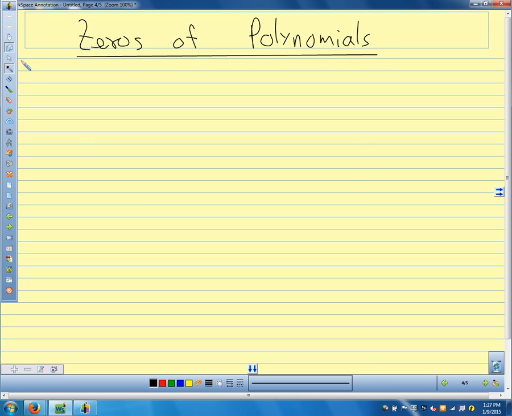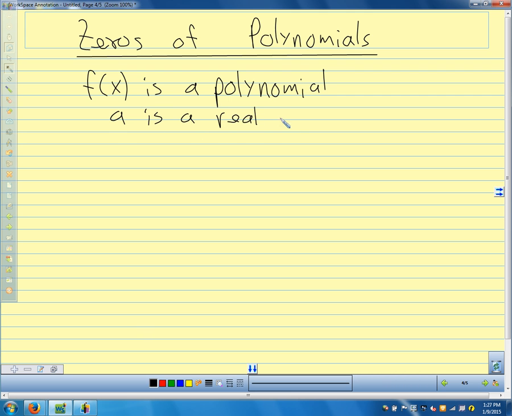And part of what we're doing is, if we know what happens at the ends of our polynomial, and we know where it crosses the x-axis, then we get a good idea of what the graph looks like. So we're zeroing in on what the graphs of our polynomials are going to look like. For all of these conditions, f of x is a polynomial and a is a real number. So we're going to list 4 conditions that all mean exactly the same thing.